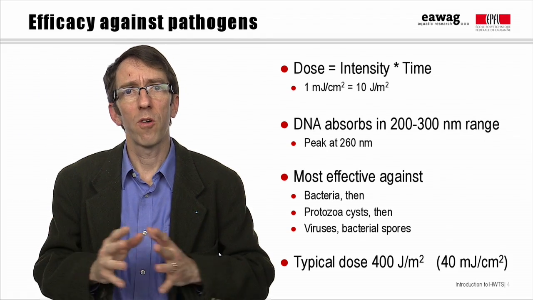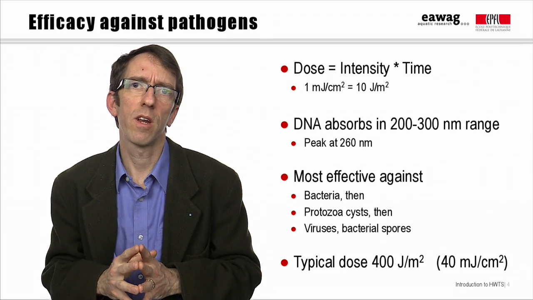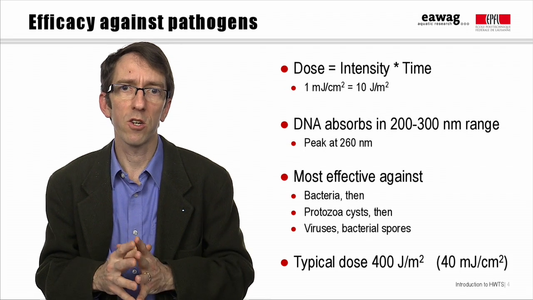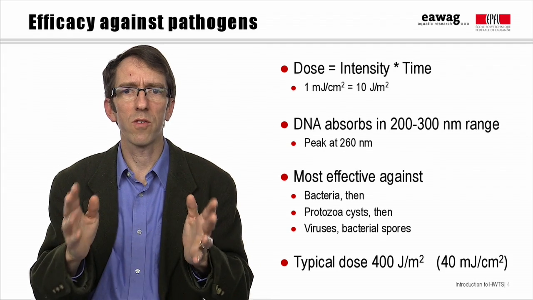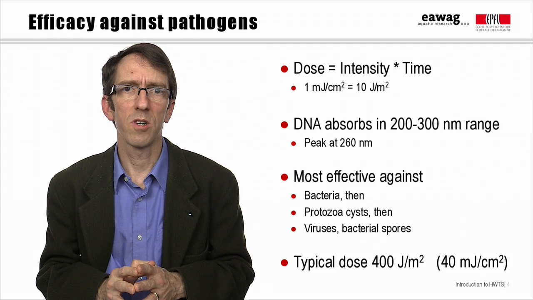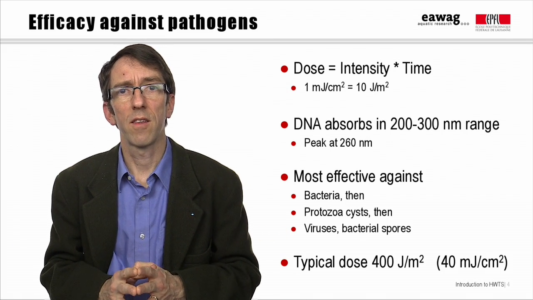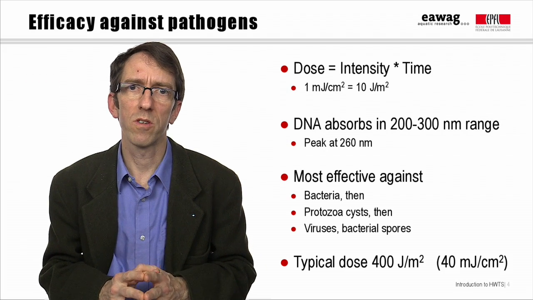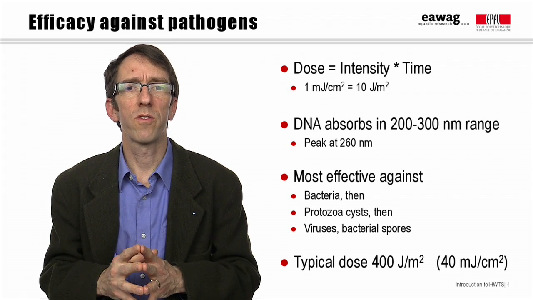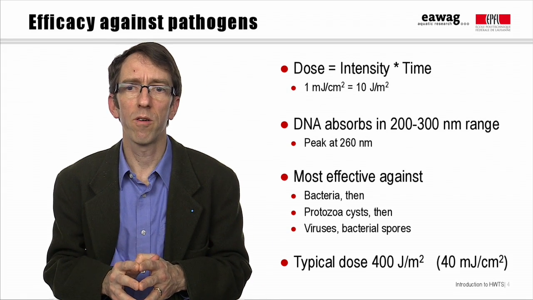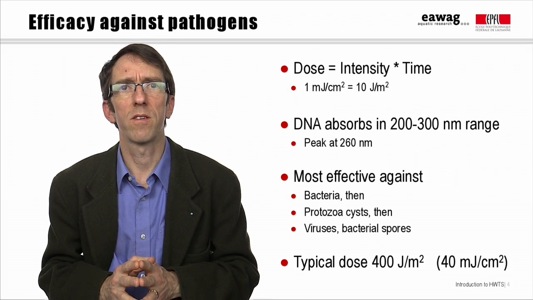Now, DNA absorbs ultraviolet light in the 200 to 300 nanometer range, and it has a large peak right at 260 nanometers in the UVC range. So most of the commercial ultraviolet systems target this wavelength. UVC has been shown to be most effective against bacteria, followed by protozoa and cysts, and then finally against viruses and bacterial spores, where you need a bigger dose to inactivate those kinds of pathogens. Typically, a dose might be 400 joules per meter squared, or 40 millijoules per centimeter squared, to get good removal of even viruses and bacterial spores.